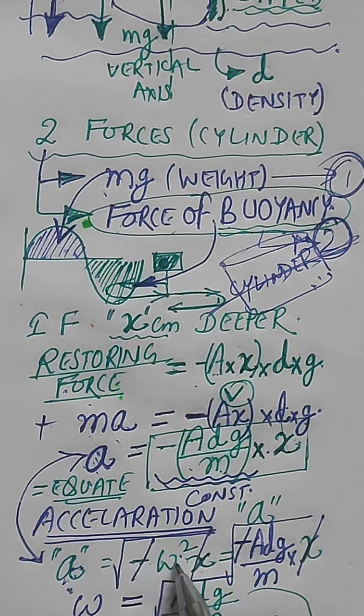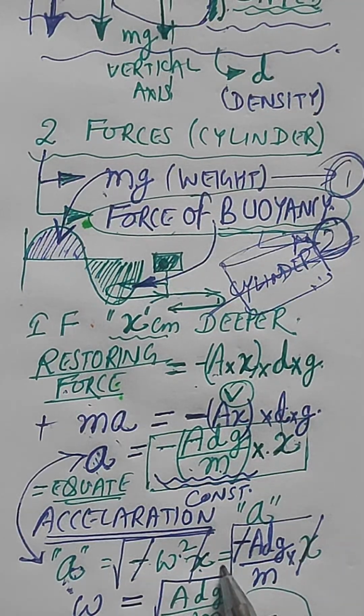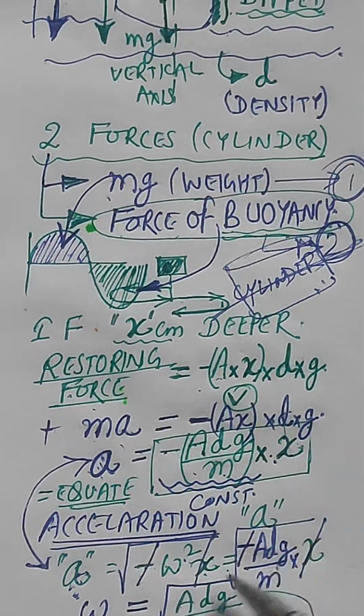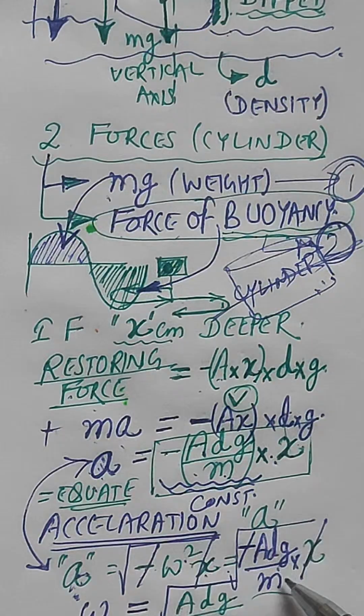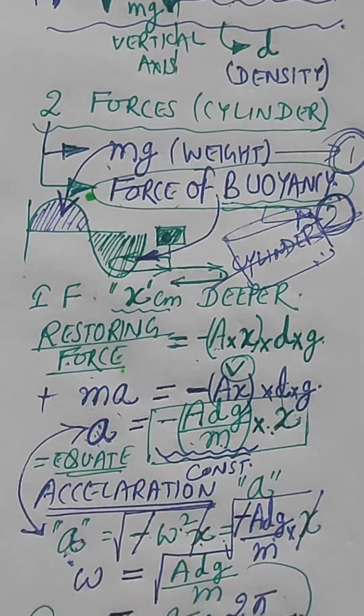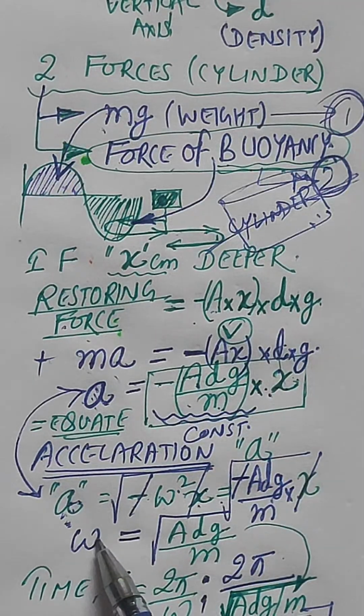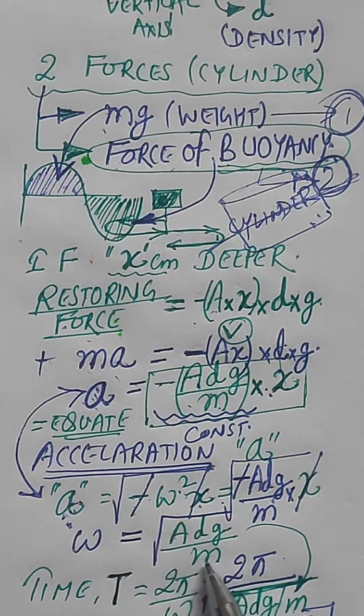So we have equated this minus omega square x to this value of a which we have calculated. Minus minus cancelled, x cancelled, taking a square root on both sides, you get the value of omega, the angular velocity, as root over ADG by M, right?